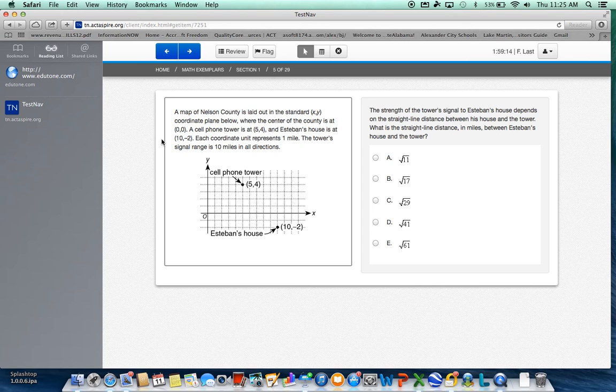Now, the interesting thing about this problem is that we're going to revert back to the basic problem that we saw in the previous slide.